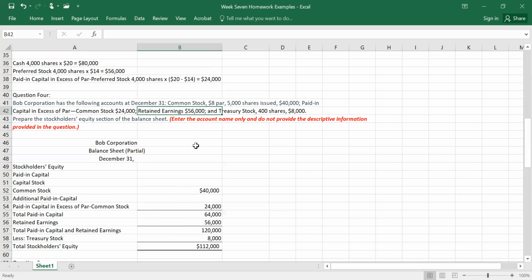We have retained earnings right there, 56,000. So our retained earnings are 56,000. And for our total paid in capital and retained earnings, 64,000 plus 56,000 is 120,000. We need to subtract our treasury stock, which was 8,000. So we're going to subtract that 8,000. And that gives us total stockholders' equity of 112,000.